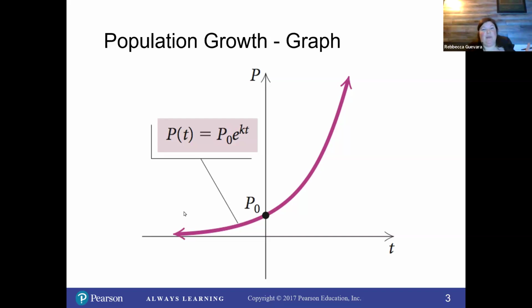So what we should always see with population growth is that at time 0, the beginning of our function, we should get P sub 0. So that's what we're expecting: every time we have population growth, the y-intercept should always be P sub naught, or P sub 0.